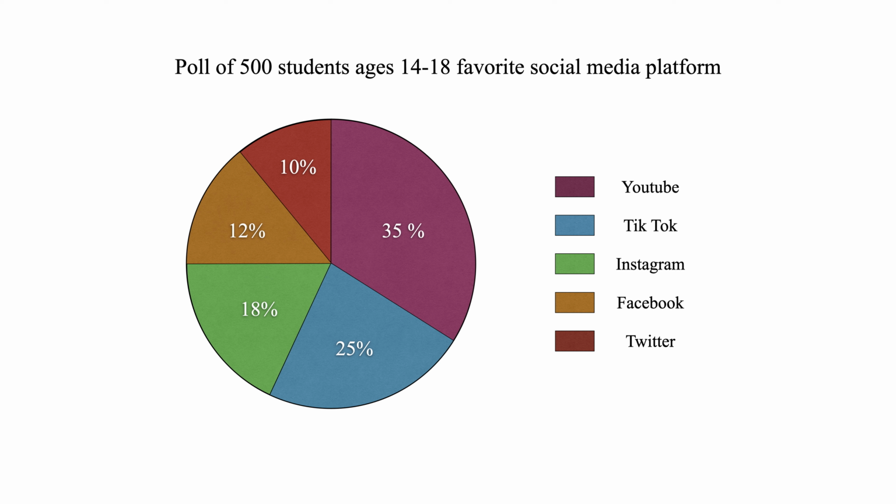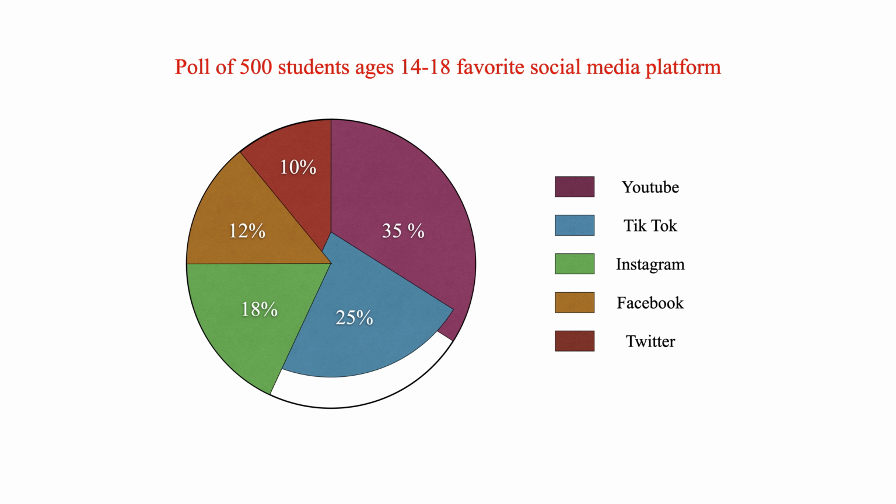And again, this is an example. It says a poll of 500 students ages 14 to 18, their favorite social media platform. So again, you see YouTube in purple, 35% prefer YouTube.